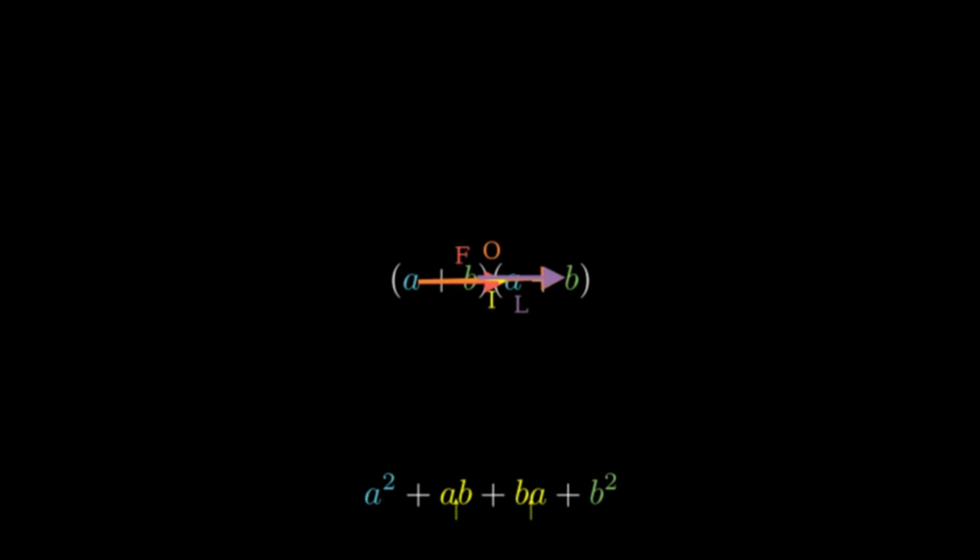Since ab and ba are equivalent, we can combine these like terms. We have ab appearing twice, so this becomes 2ab in our simplified expression. This middle term 2ab is why we call this a perfect square trinomial. We've now successfully expanded the product of the first 2 factors of a plus b cubed. The result is a squared plus 2ab plus b squared, which is the square of a binomial sum.